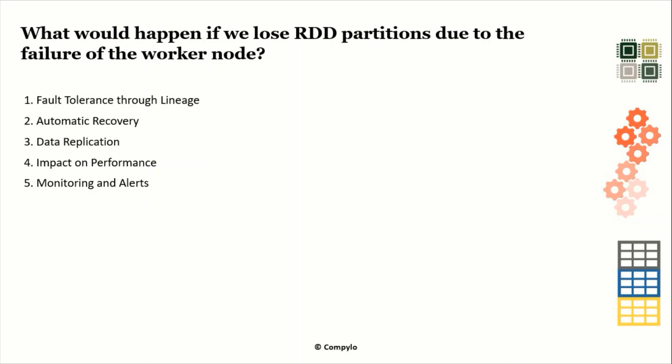And finally, Spark provides monitoring tools to help us in understanding task failures, which includes which partitions were lost and how they were recovered. This information can be valuable for debugging and optimizing our applications. So in summary, if an RDD partition is lost due to a worker node failure, Spark utilizes its lineage information to automatically recompute the lost partition, ensuring fault tolerance. While this may introduce some performance overhead, the system's ability to recover transparently allows our application to continue running effectively.